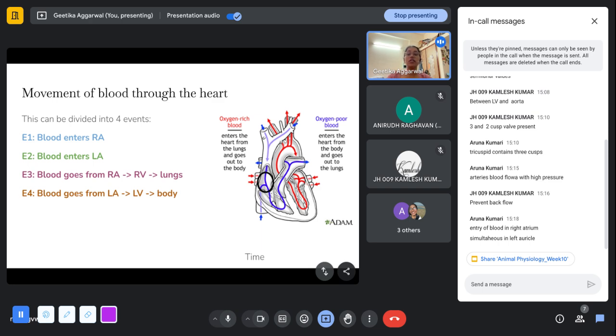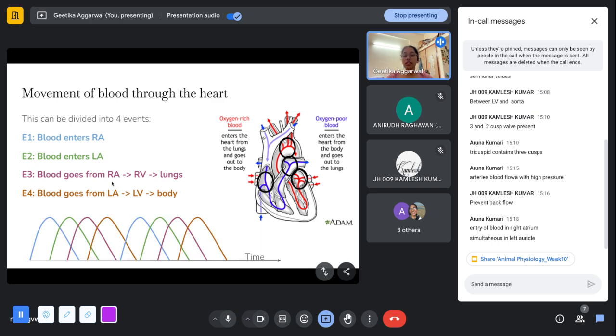So you can see here, that's the first event, the blood which is entering the right atrium. And then blood enters the left atrium. Blood moves on from the right atrium to the right ventricle and then moves on to the lungs. And the last one is that from the left atrium, blood goes to the left ventricle and moves on to the rest of the body, to the systemic circulation, basically.